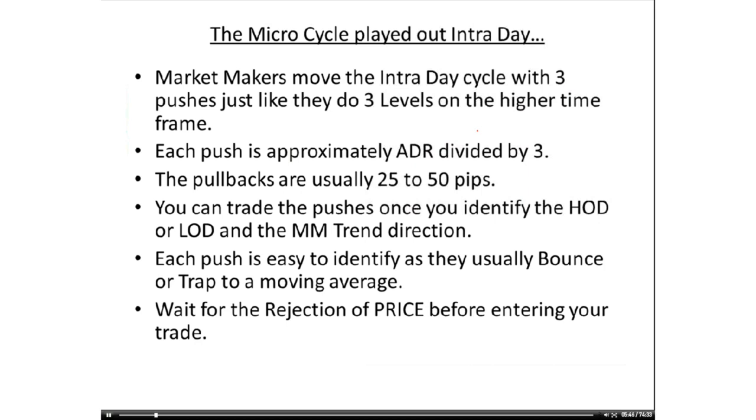Each push is approximately ADR divided by 3. Okay, that's what Steve said. It's 3 drops and then ADR divided by 3. The pullbacks are usually 25 to 50 pips. All right, so it pulled back 25 to 50 pips.